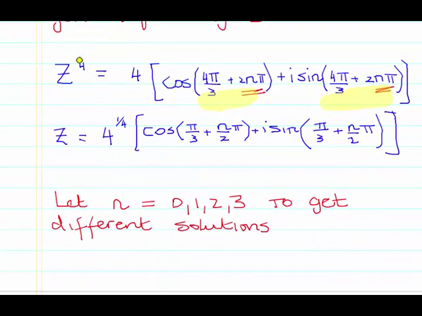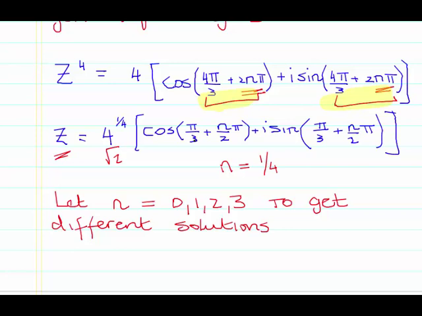So when we use de Moivre's theorem, we express z as 4 to the power of 1 quarter, which works out to be the square root of 2, times the angle, 4 pi over 3 plus 2n pi, divided by 4. Here the power is 1 quarter. If you're not familiar with de Moivre's theorem, you should go back over that first. Essentially, we're dividing this expression by 4.